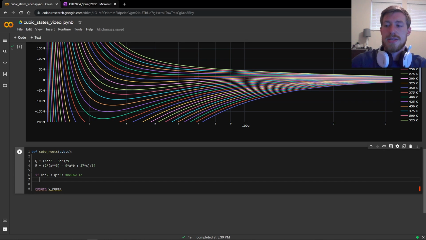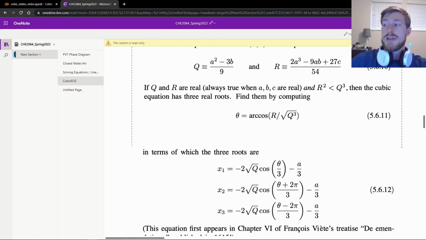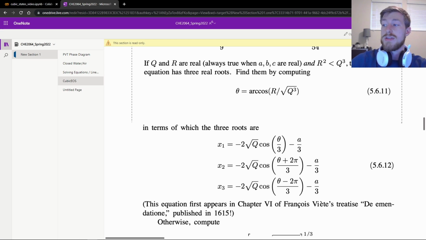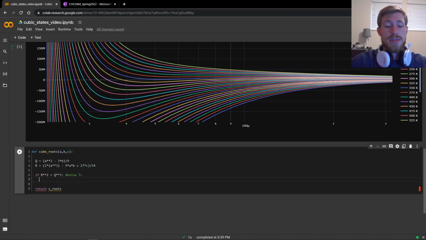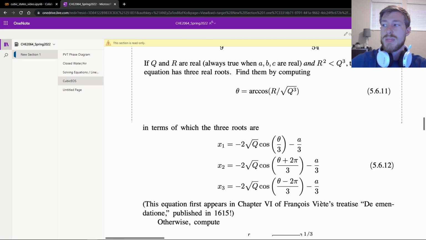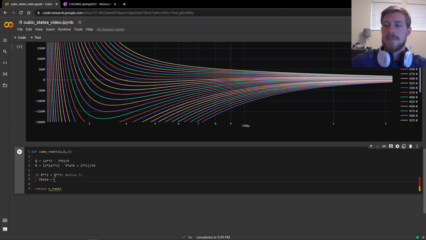First we're going to have to calculate theta, and then we can plug theta into 3 different equations along with Q and A in order to derive our 3 roots. So the first thing we have to do is calculate theta. Theta is equal to the arc cosine of R over the square root of Q cubed. So it's pretty easy. NP dot cosine.